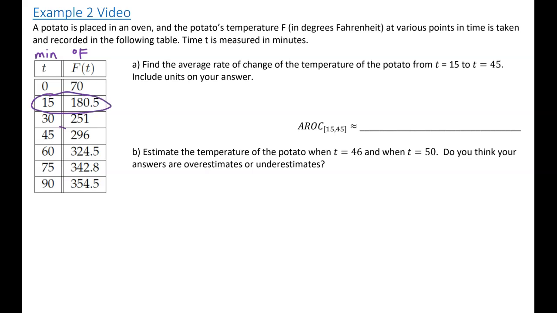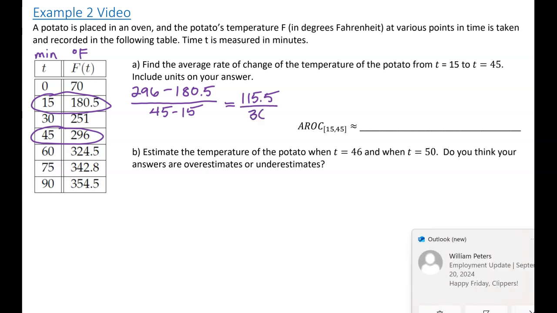15 to 45. So those will be our 2 points, which means we need 296 minus 180.5, divided by 45 minus 15, which gives me 115.5 divided by 30. And I crunched this and got 3.85. And that's actually not even approximate. That was exactly right. I didn't have to round to do that.